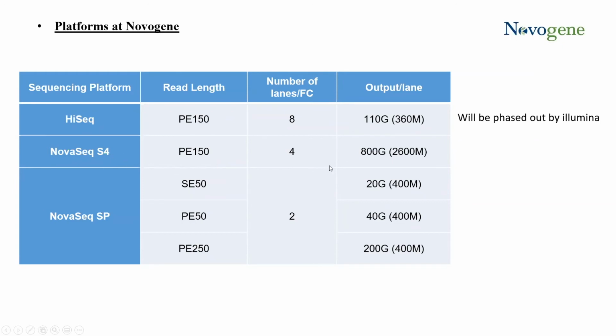The theoretical data output here is 800 gigabytes per lane. So the S4 through Novogene can be purchased by lane. So if you want 800 gigabytes of data, we can sell it by lane, or we can sell by gigabyte on our partial lane pipeline.